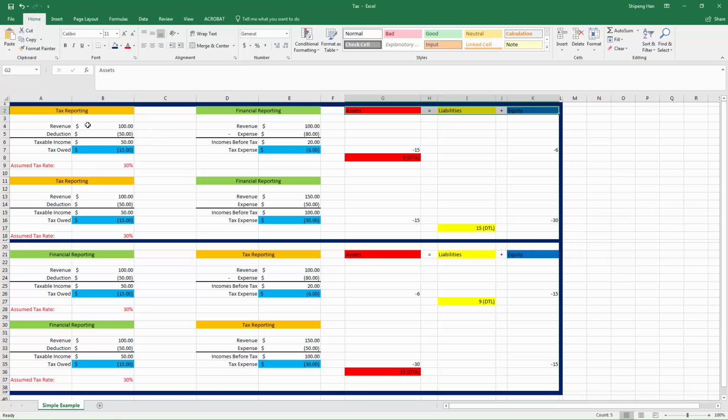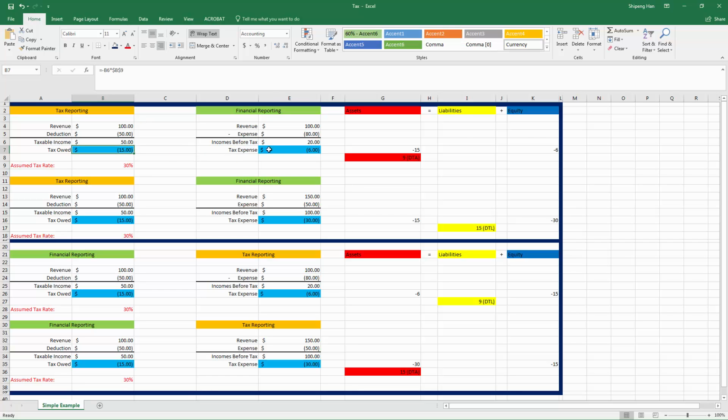First, I assume $100 revenue for both tax reporting and financial reporting. The difference is deductions and expenses. In this year, 50 is deducted from tax revenue and 80 is deducted from GAAP revenue. So taxable income is different from income before tax. The difference is 30. And I assume the tax rate is 30%. So the tax owed is 15, and the tax expense is $6. Both are the product of the tax rate and these two items.